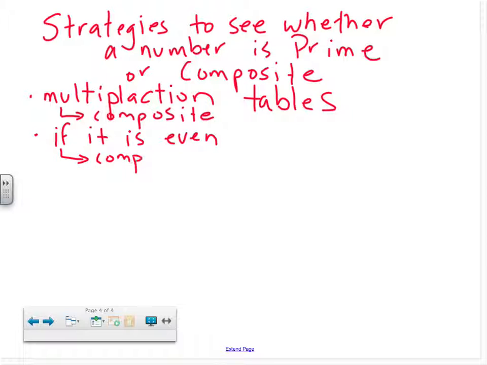What is the exception to that rule? There's only one even number that is a prime, and that is? Nope. Good try though. Yeah? 2. Okay? Except for 2. You're right. 15 is not prime though, except for 2. Okay? So I would start with that one, multiplication tables.